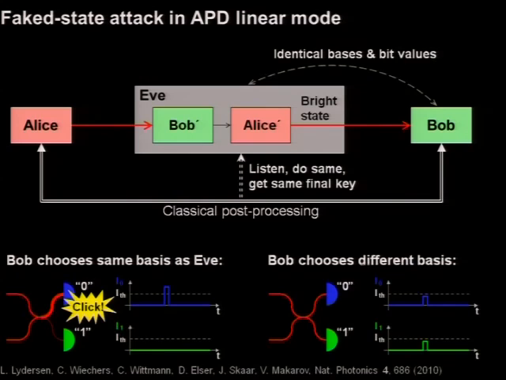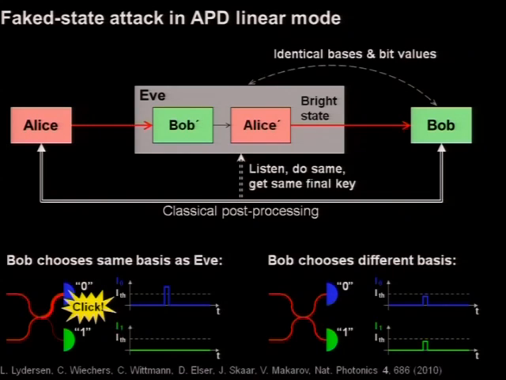So Eve can listen to this communication and also do the sifting, throw away the bits which Alice and Bob threw away. After the sifting step, what remains in the keys of Alice, Eve, and Bob? For every bit remaining in the sifted key, Alice, Eve, and Bob have the same basis. And in addition, Eve and Bob have the same bit value. So Eve has an exact copy of Bob's sifted key.